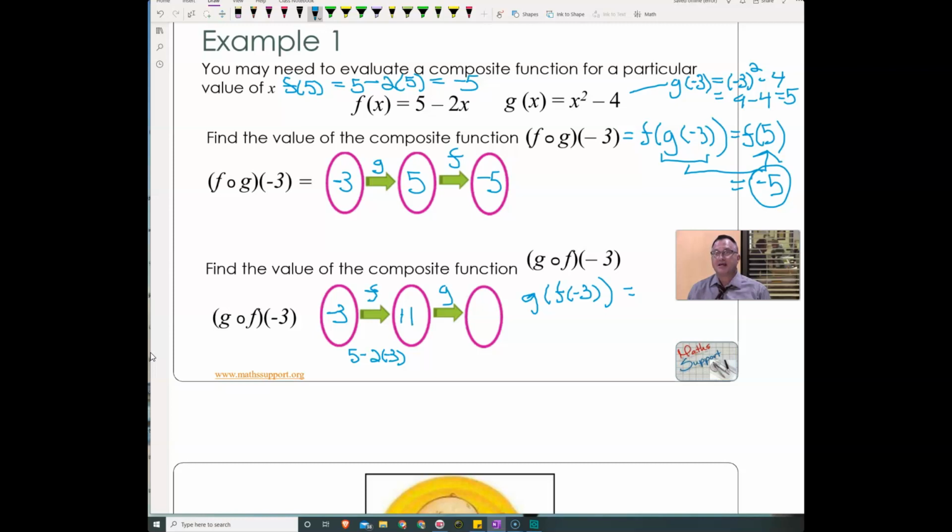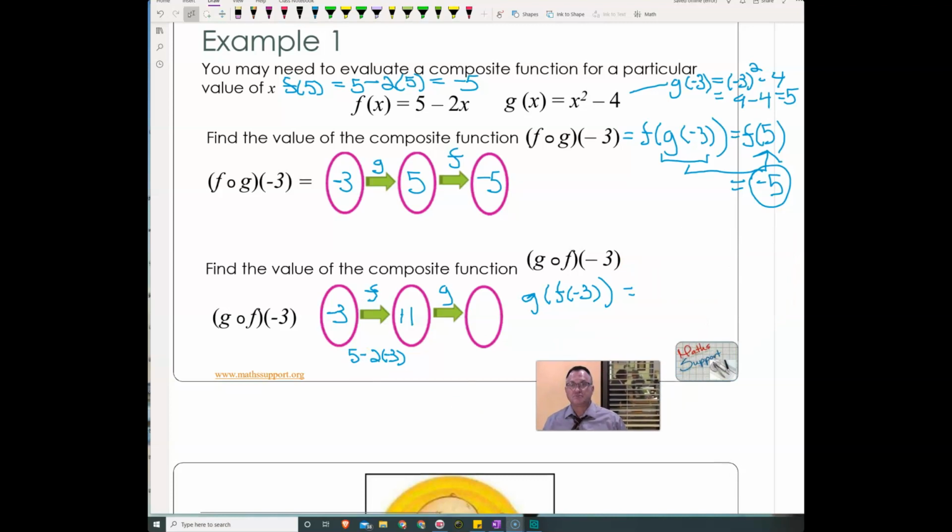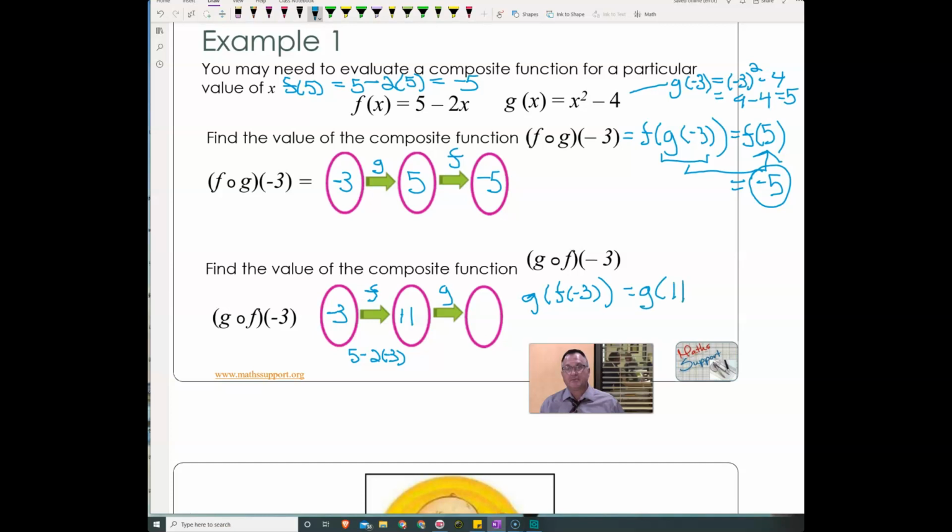And then I'm going to take that 11. So this would become G of 11. So when I put 11 into G, I get 11 squared minus 4. So that's 121. Take away 4, which is 117. And that would be my output. And that's how we evaluate functions.